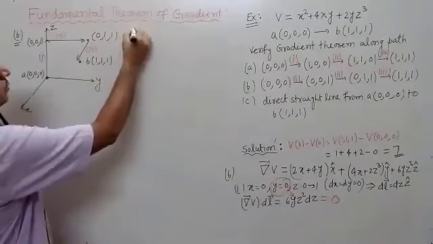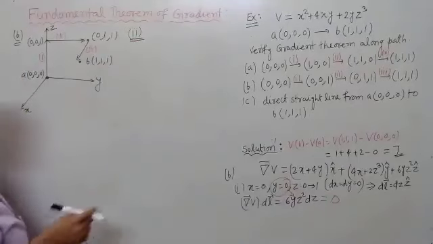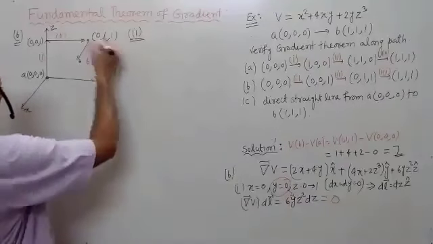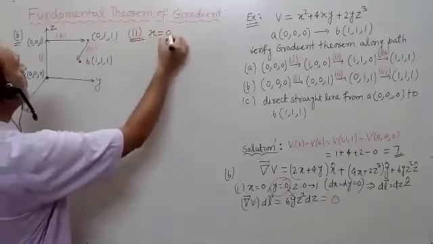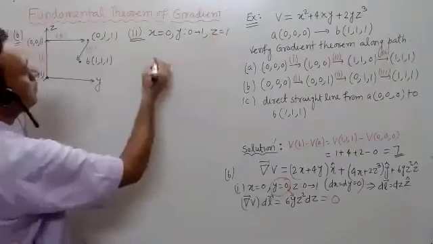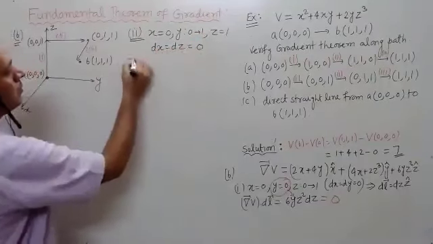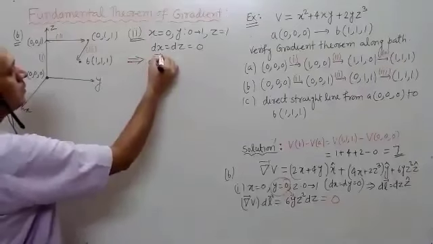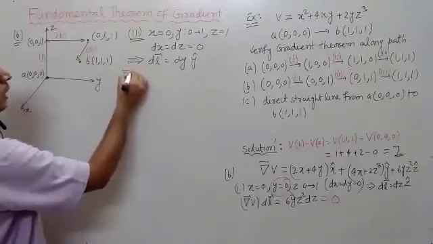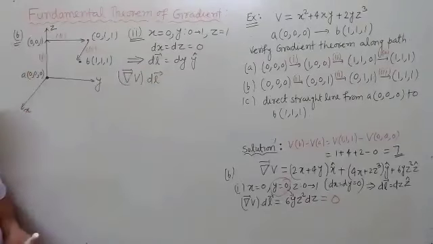Then segment 2. In segment 2, x is 0, y goes from 0 to 1, and z is 1. So dx and dz are 0, so dl will be dy y cap. Now let us see gradient v dot dl.